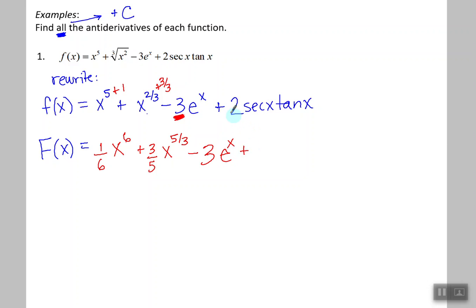Next, plus 2 is a constant multiple, so it hangs out. And then I think about secant x tangent x. It is the derivative of what trig function? That's right, secant x. And as with all antiderivatives, I have a general constant plus c. Now this is a general antiderivative. If I can tidy it up a bit, I would. It doesn't look like I have anything to multiply, so it looks like I'm fine at this point.